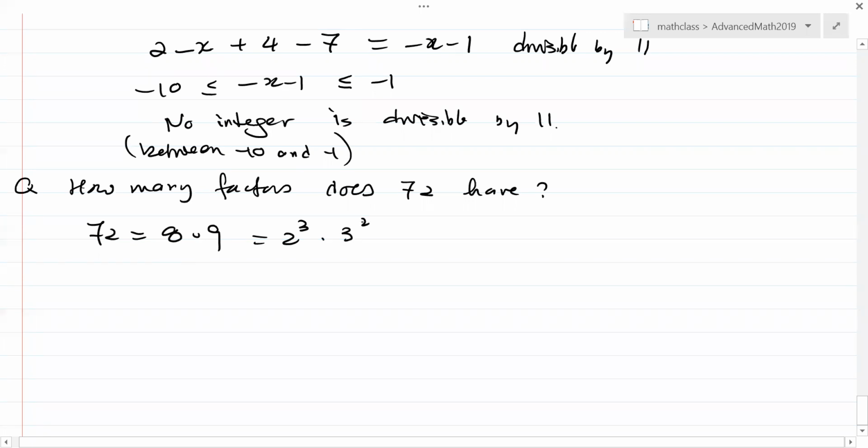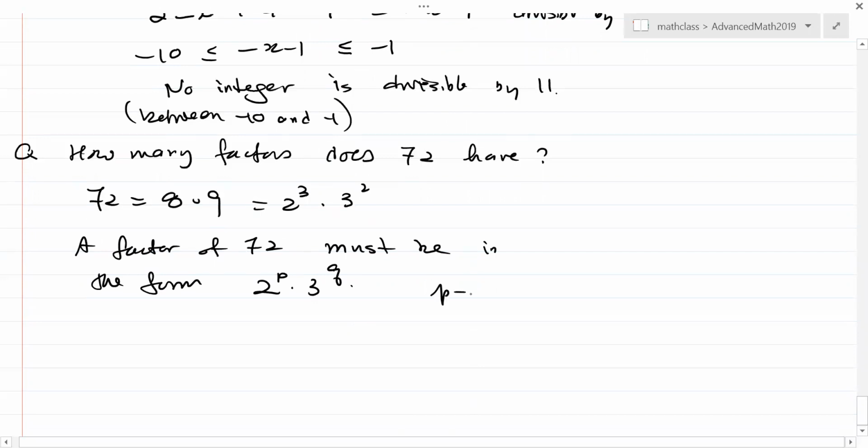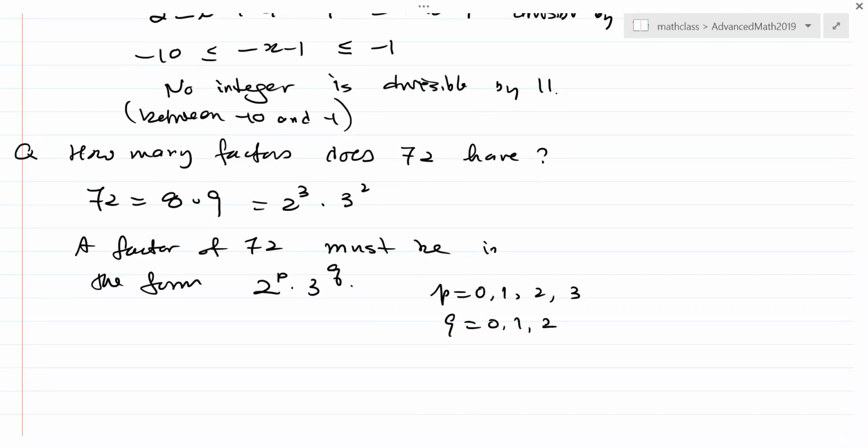So a factor of 72 must be in the form 2 to some power p and 3 to some power q. Now p and q are not arbitrary. P cannot be larger than 3, so from 0 to 3, right? Q cannot be larger than 2. So p can be any integer between 0 and 3, and q any integer between 0 and 2.